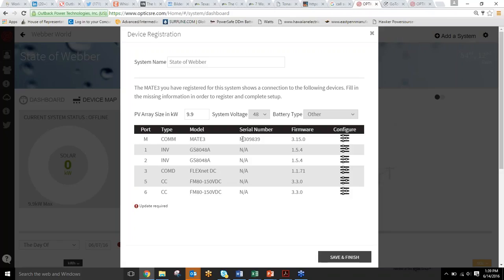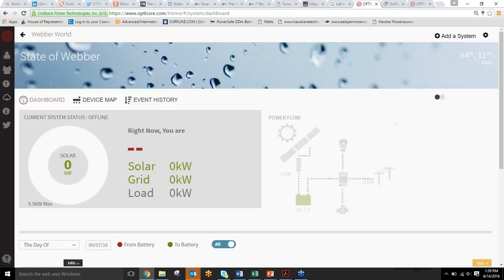Once we dive in, any one of these things has a number of different applications that you can use. It also tells you right from the beginning overall system information. It's a 48-volt battery bank, 9.9 kilowatt array. That's the type of stuff that you add in when you first set this system up.